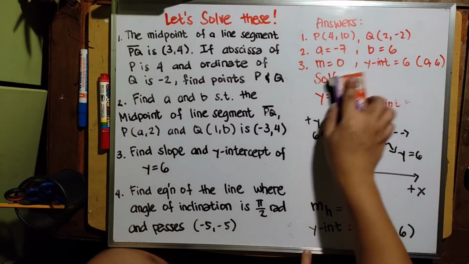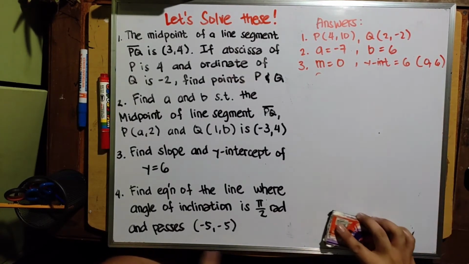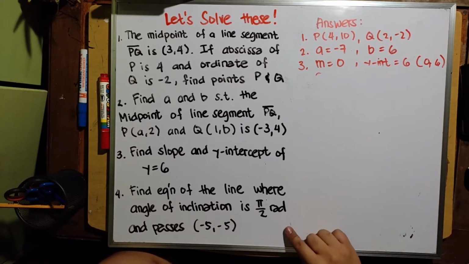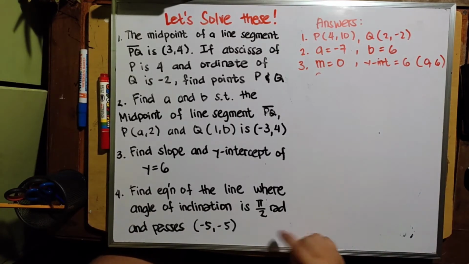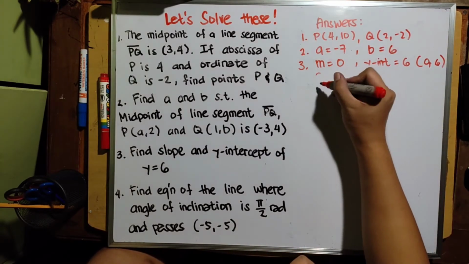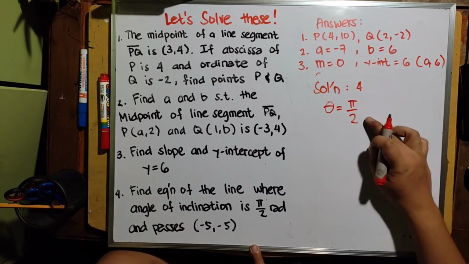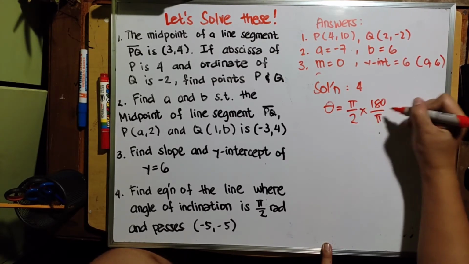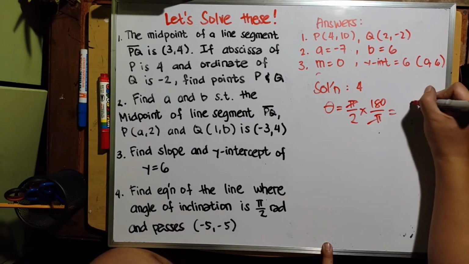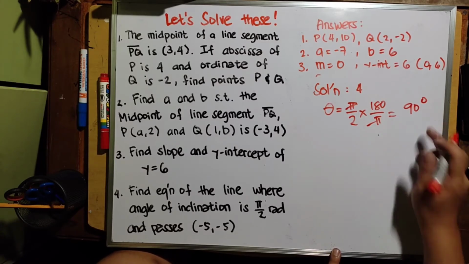Now, number 4. We are down to our final problem. Find the equation of the line where the angle of inclination is pi over 2 rad and passes (-5, -5). Meaning, the angle between the horizontal axis and our line is pi over 2. Let us convert first pi over 2. Theta, which is pi over 2 rad. Now, let us convert rad into degrees by multiplying by 180 over pi. So, pi cancels. The theta is just 90 degrees.